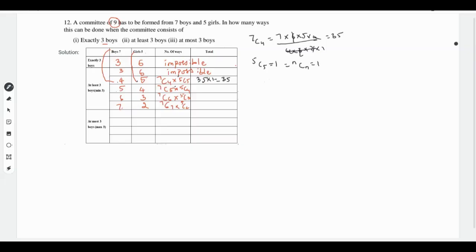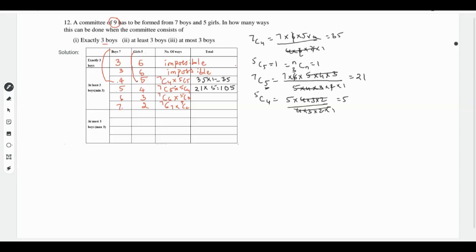Then the second one we have 7C5. 7C5 means 7 into 6 into 5 into 4 into 3, writing 5 numbers in reverse, divided by 5 factorial, 5 into 4 into 3 into 2 into 1. Certainly the 3 gets cancelled. 2 1s are 2, 3 2s are 6, 7 3s are 21. So we get 21. Then it is 5C4, which is 5 into 4 into 3 into 2 divided by 4 factorial, which is 4 into 3 into 2 into 1. So this gets cancelled, it is 5. So you get 21 into 5, which is 105.